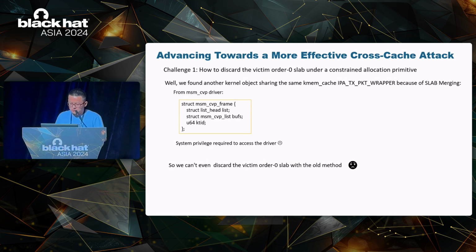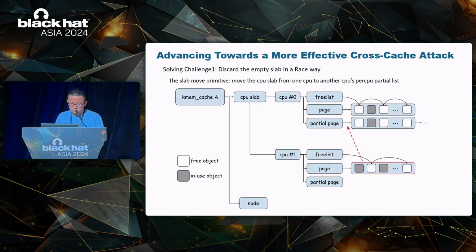Well, we found another kernel object sharing the same kmalloc cache because of slab merging, but it requires system privilege to access the corresponding driver, so we can't discard the victim slab with the old method from the untrusted app. Our plan for solving the first challenge is to discard the empty slab in a race way.